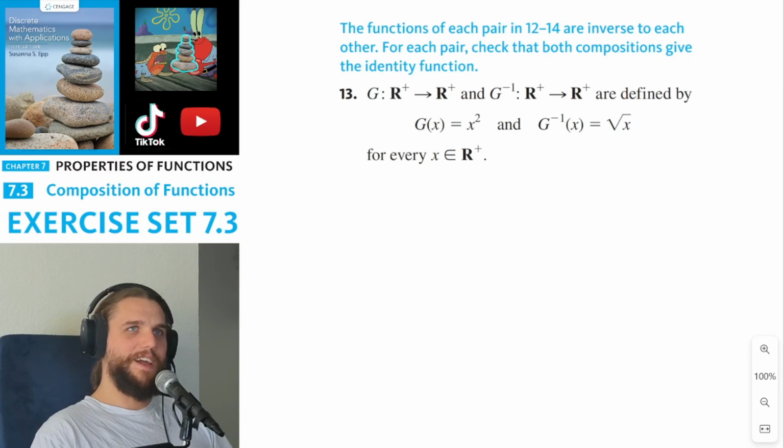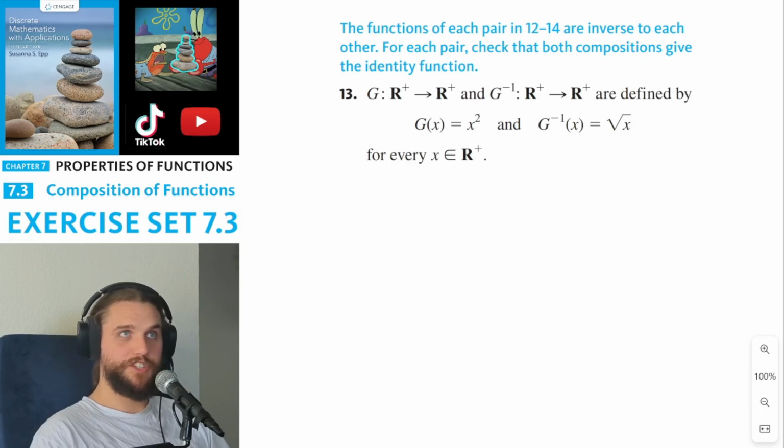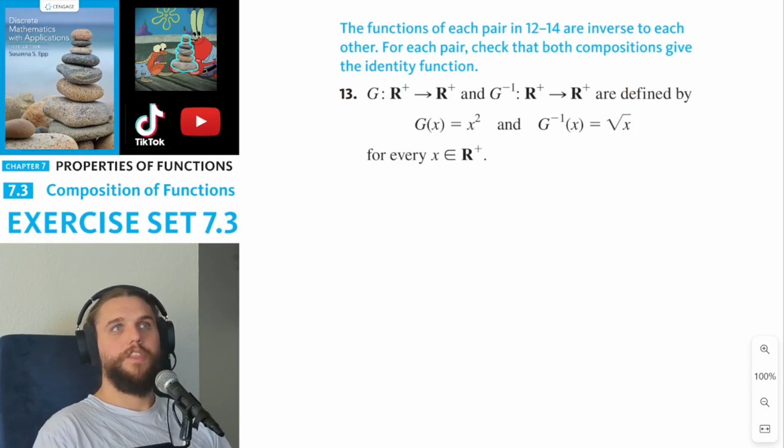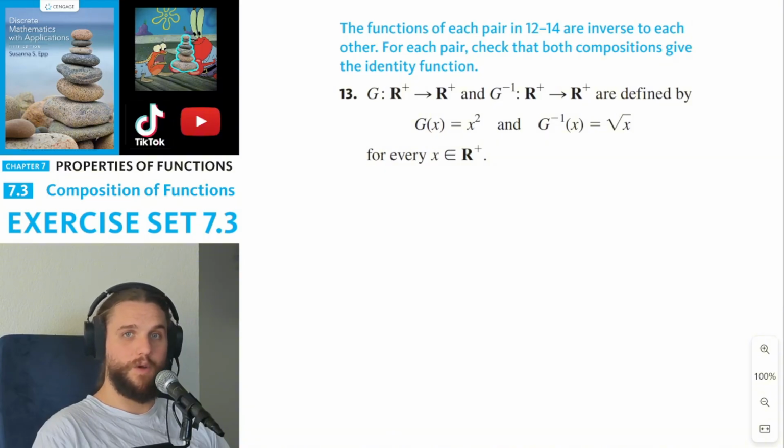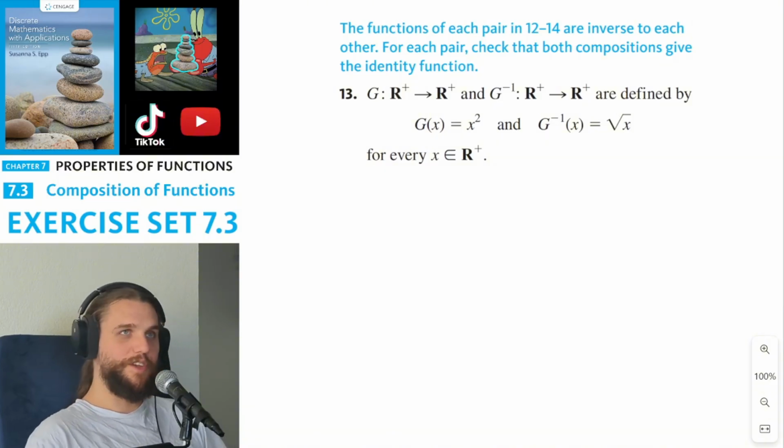The functions of each pair in 12 through 14 are inverse to each other. For each pair, check that both compositions give the identity function. So G is from R plus to R plus. Those are the positive real numbers. And G inverse is also from the positive reals to the positive reals. They're defined by G of x is x squared, and G inverse of x is the square root of x for every positive real number x.